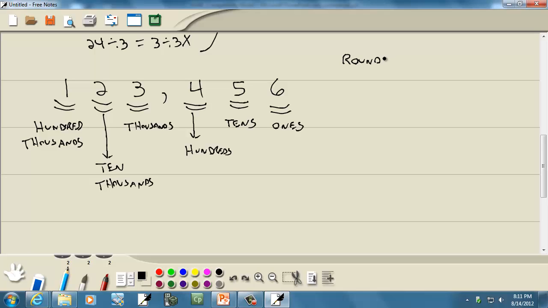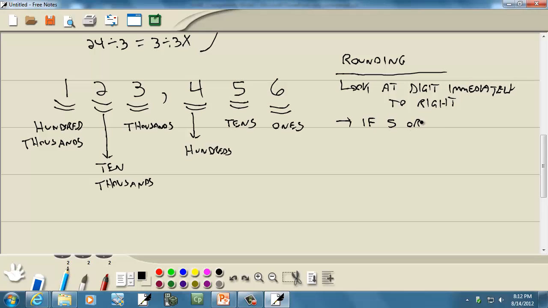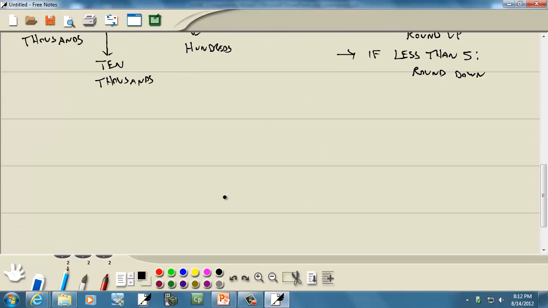Rounding. And we're going to see most of this by an example. What we do is look at the digit immediately to the right, and then if it's 5 or greater, then we round up. And if it's less than 5, we round down. So 5 or greater, round up. If less than 5, then round down. Well, let's see what in the world that means.